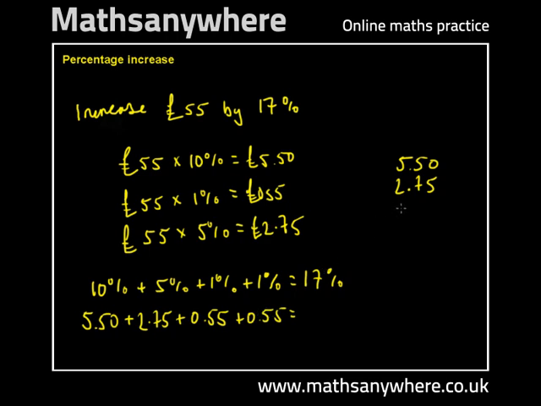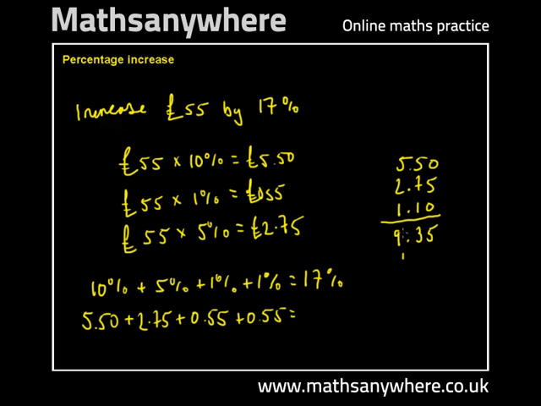I can see that that's going to be £1.10. Got 5 pence here in the pennies column. 5 plus 7 is 12 plus 1 is 13 in the tens of pence column. In the pounds we've got 5, 6, 7, 8, 9. So 17% of £55 is £9.35.